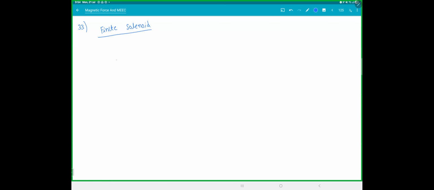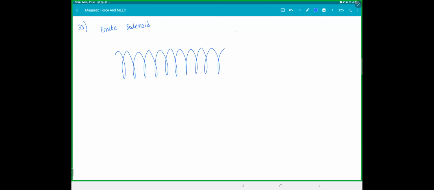So finite solenoid, this thing is nothing but like a spring, a helix. It's a tightly wound coil. There's no space between them. I didn't draw it properly. It's a tightly wound coil. Small n is the number of turns per unit length.